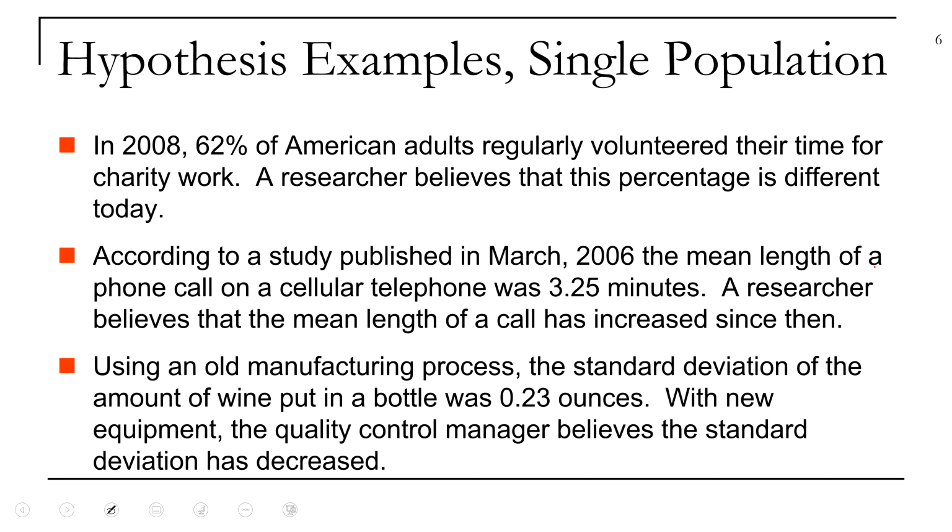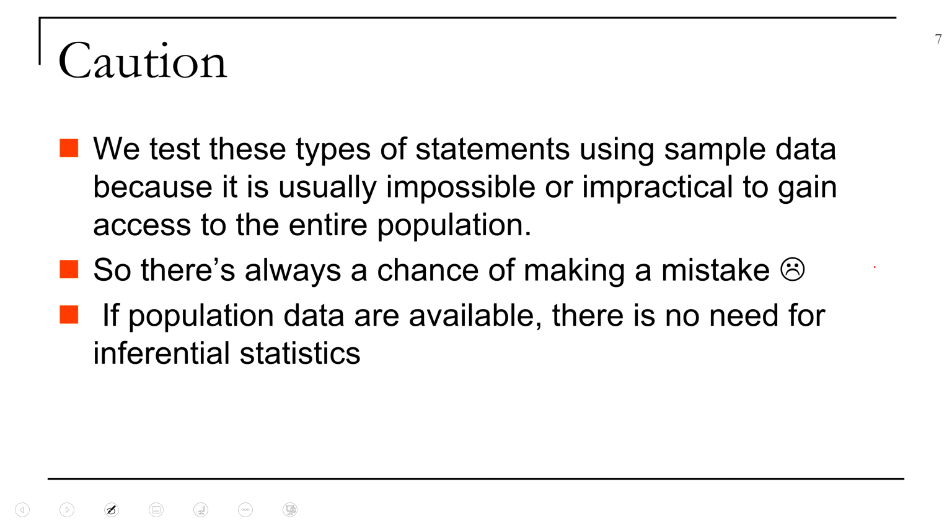Using an old manufacturing process, their standard deviation in the amount of wine put in a bottle was 0.23 ounces. With new equipment, the quality control manager believes standard deviation has decreased. These are all hypotheses about a population quantity. We test these types of statements using sample data because it's never possible or practical to see the population. There's always a chance of making a mistake. And if population data are available, there's no need for inferential statistics. If you knew the population, you would have everything. You wouldn't be talking about x bar, you'd be talking about mu.